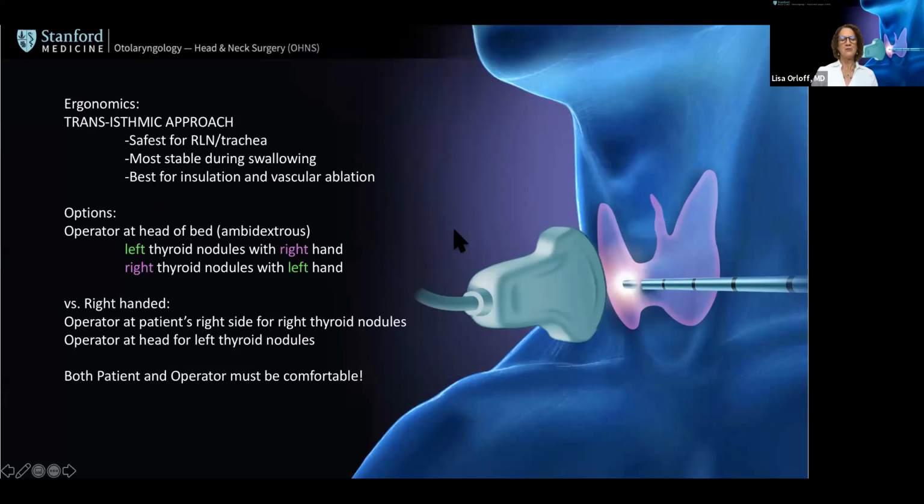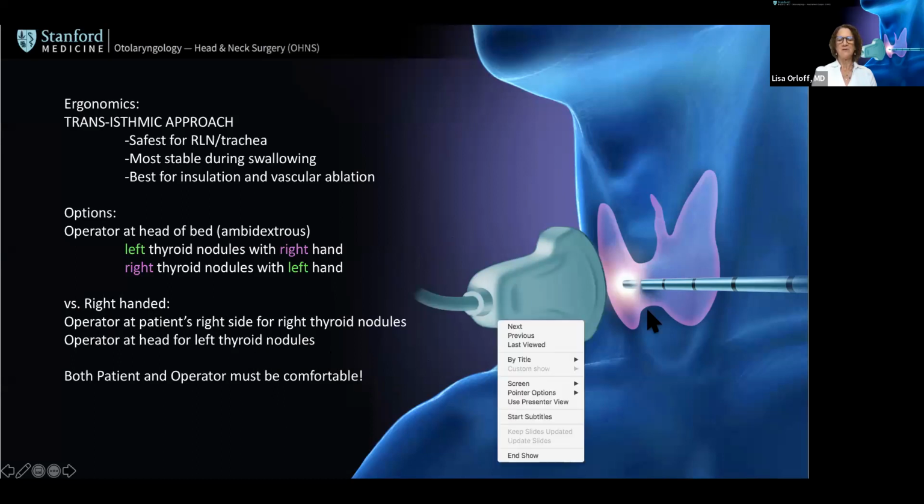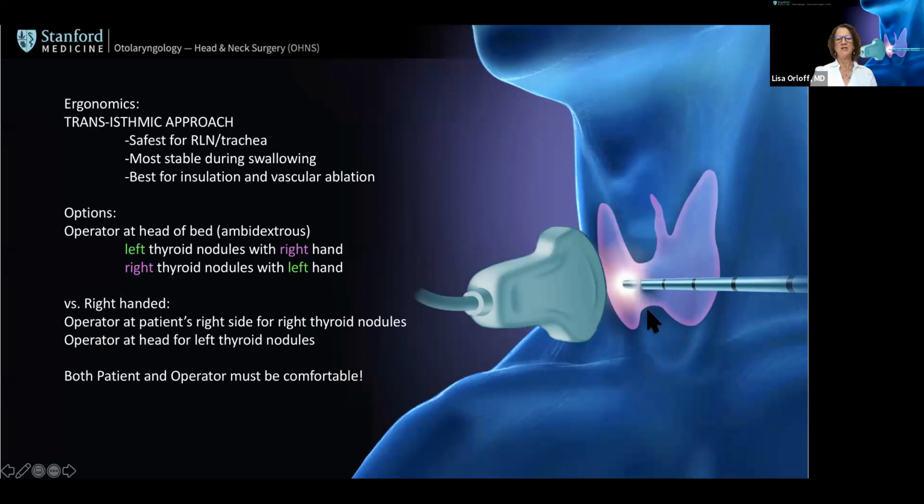The operator can choose to sit at the head of the bed and be ambidextrous, such that left thyroid nodules are ablated with the electrode in the right hand and right nodules are ablated with the left hand. Or if someone is particularly dominant in one hand, for example, right-handed, they may choose to sit or stand at the patient's right side facing toward the head for right-sided thyroid nodules, but come around to the head of the bed facing the feet to ablate left thyroid nodules via a transisthmic approach. Either way, both the patient and the operator must be comfortable to be able to complete this procedure effectively.